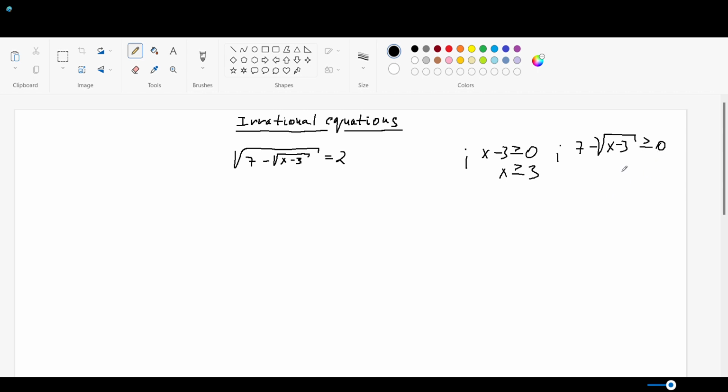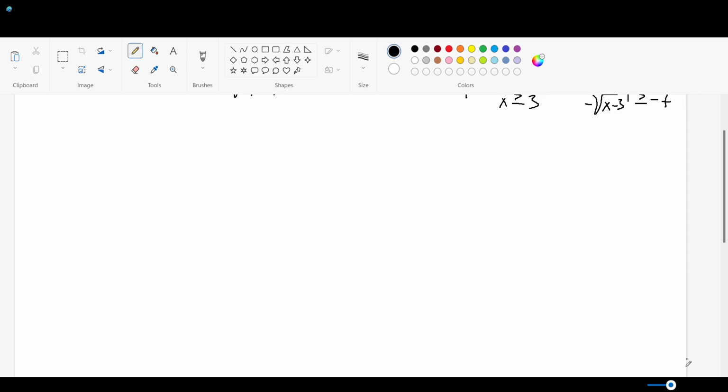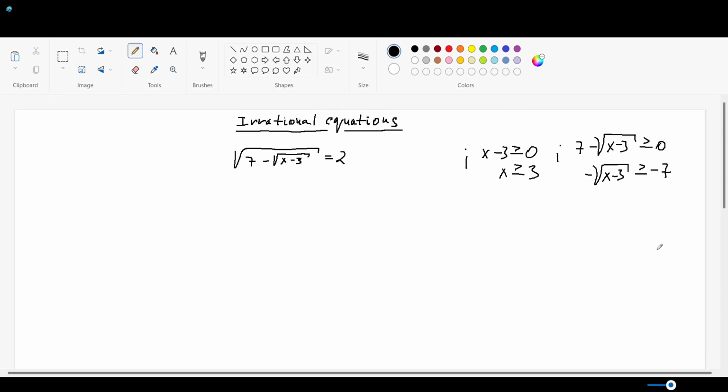To solve this inequality means the same procedure as we did before, so negative square root of x minus 3 must be greater or equal to negative 7. Now this is something which is really tricky, and I'm sorry, I need more space here. So let me just make this window a little bit bigger.